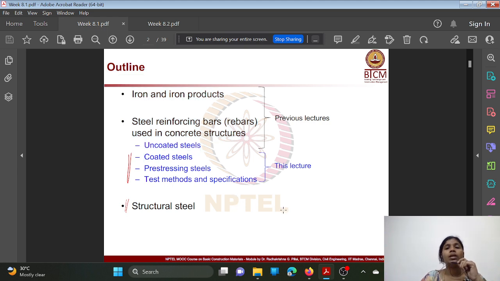Okay. And last week we have seen iron and iron products such as pig iron, wrought iron, cast iron, etc. What are the advantages and disadvantages of it, and what is the composition of it, and what is the purpose of steel reinforcing bars, and what are the different uncoated steels such as thermomechanically treated bars and cold twisted deformed bars, etc. And now we'll go through some steel reinforcing bars with some coating and pre-stressing steels, and the test methods and specifications for those particular steels. Okay. And where we'll be using those things.